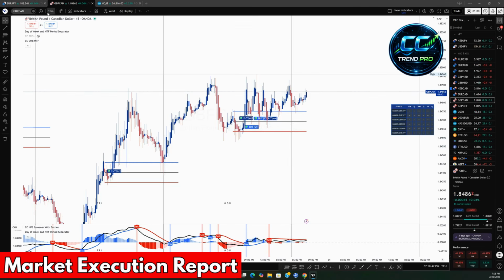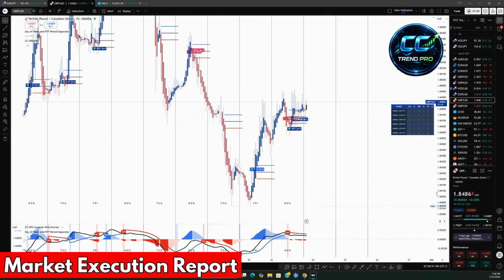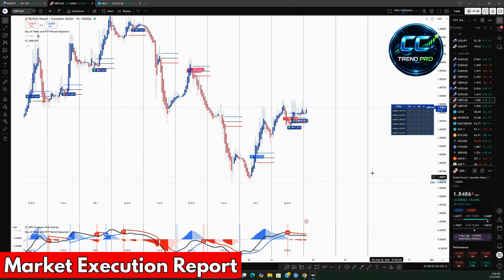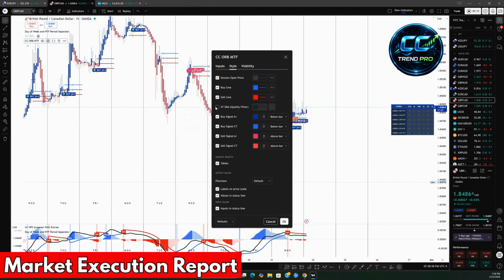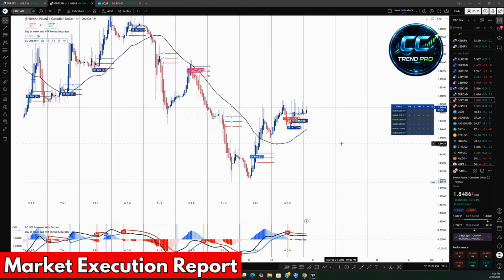So starting with the higher time frame, when I'm looking for a day trade, I'm looking at the 1 hour time frame for my directional bias. With the CCORB, we use a 47 moving average as our directional bias. If we're looking at GBPCAD on the 1 hour time frame, you can see this is the 47 moving average. Price is above it, so that means we're looking for buy setups on the lower time frame.